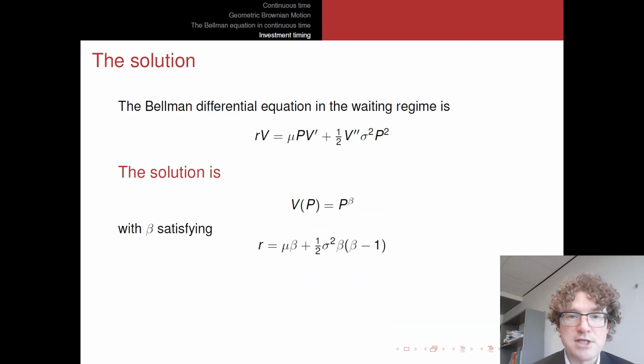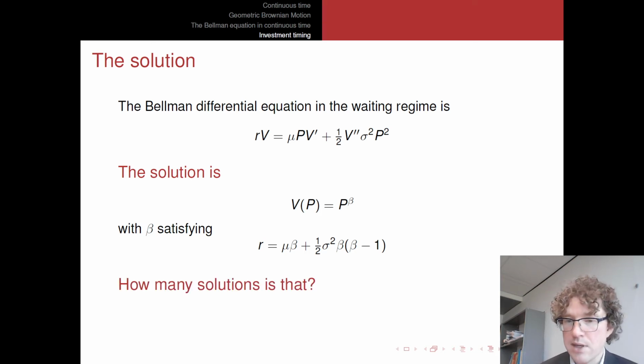So to summarize that, we had this Bellman equation, and we figured out that it's solved by p to the power beta as long as beta satisfies that quadratic equation. I told you we can solve quadratic equations, but in how many ways can we solve it? How many solutions does a quadratic equation typically have? Think about this a bit, stop the video, and then once you know the answer, you can carry on.